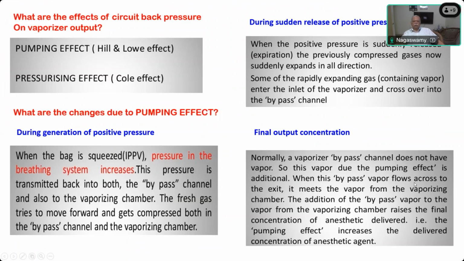When this bypass vapor flows across to the exit, it meets the vapor from the vaporizing chamber. So the addition of bypass vapor to the vapor from the vaporizing chamber raises the final concentration, and the pumping effect increases the delivered concentration of the anesthetic agent. So that is the ultimate effect. The pumping effect increases the delivered concentration of the anesthetic agent. This is the answer that you have to give, and these are all the explanations.